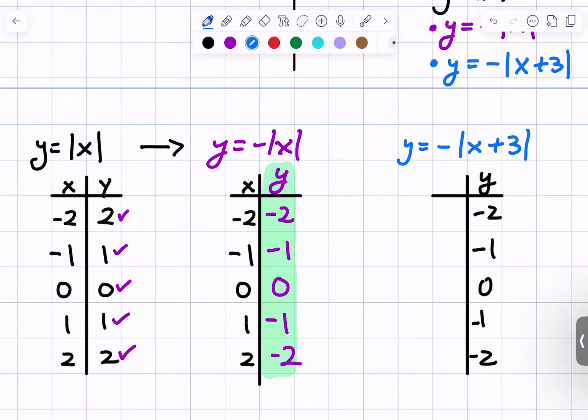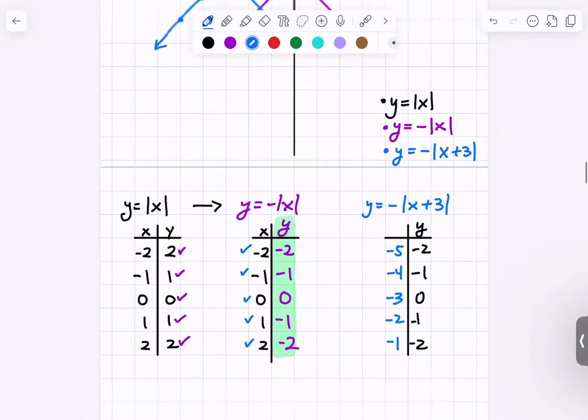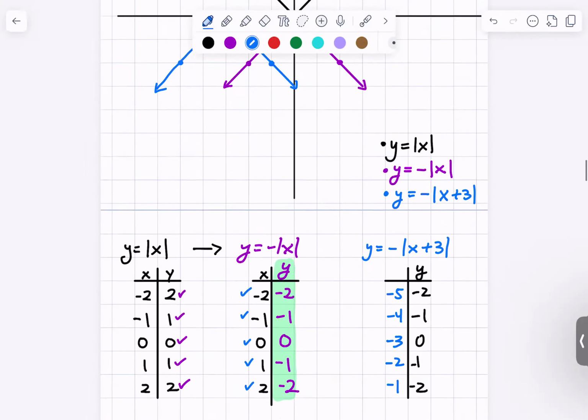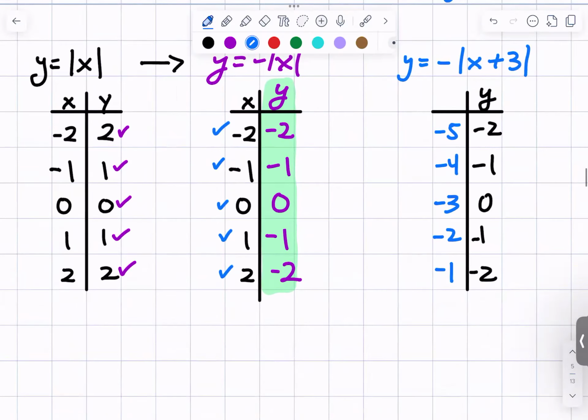So what does that do to my points? Minus 3. So negative 2 minus 3 is negative 5. Negative 1 minus 3 is negative 4. 0 minus 3 is negative 3. 1 minus 3 is negative 2. 2 minus 3 is negative 1. Okay? And all of these points, class, align with those points up there. Okay? Cool? So that's the way we graph things. Okay?